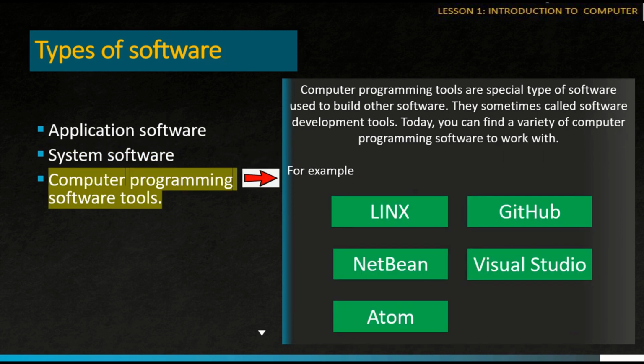Now we will talk about computer programming software tools. Computer programming tools are special type of software used to build other software. They are sometimes called as software development tools. Today, you can find a lot of different computer programming software tools to work with. Some famous computer programming tools are Lynx, NetBeans, Atom, GitHub and Visual Studio. In our programming course, we will use Visual Studio as programming tool, and C# as programming language.